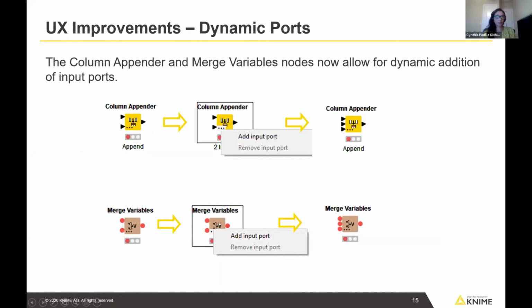Why is this nice? Well, fewer nodes on your workflow, right? If you are capturing data from a user, maybe from the web portal, and you have several variables that then you have to merge to do a login into an application, you can add more ports and capture the different variables that are coming in from the user and only use one merge variable. So again, really improving usability and fewer nodes for your workflow.